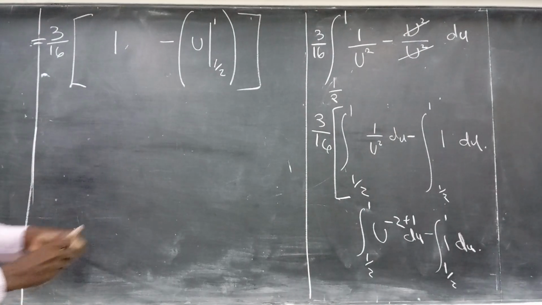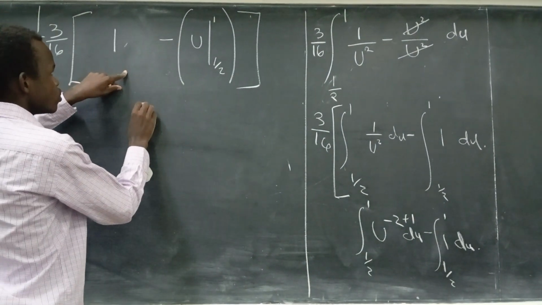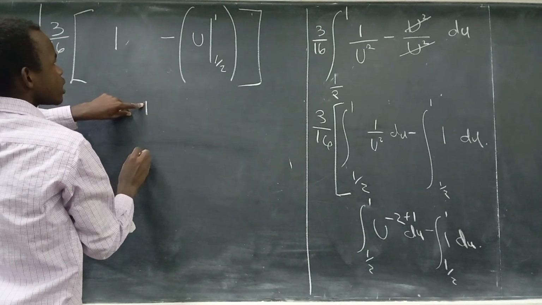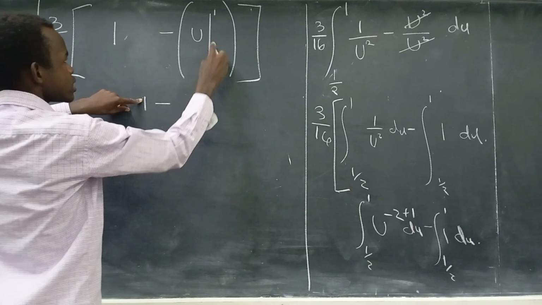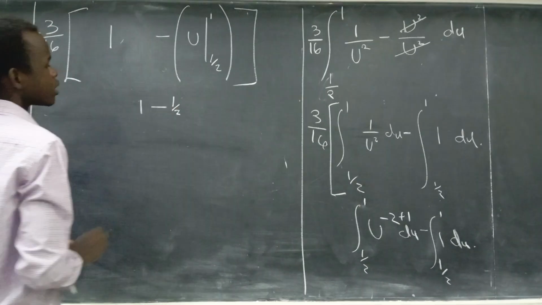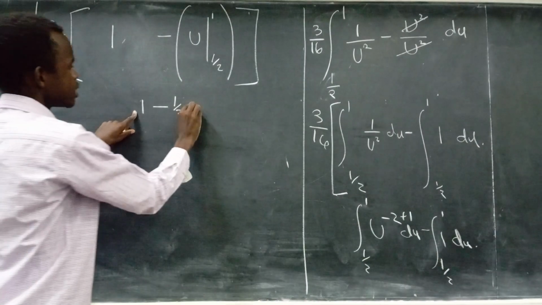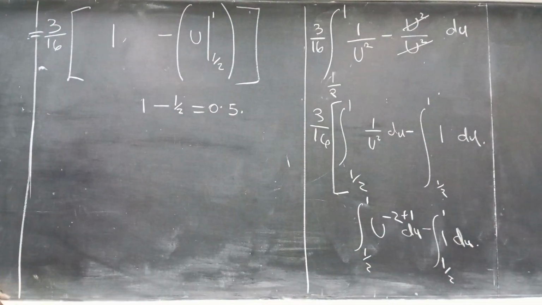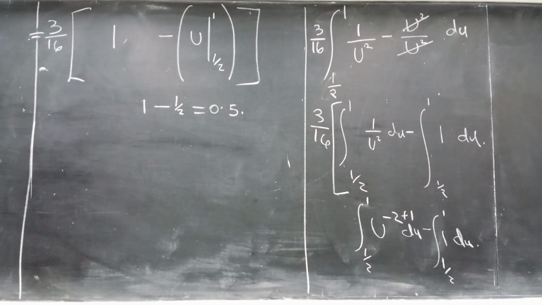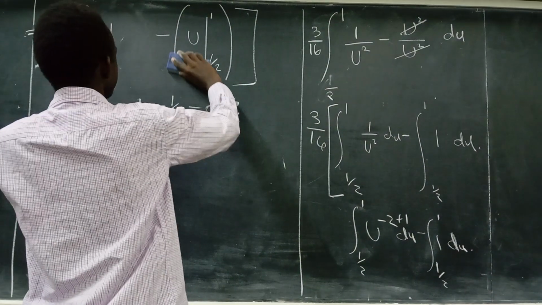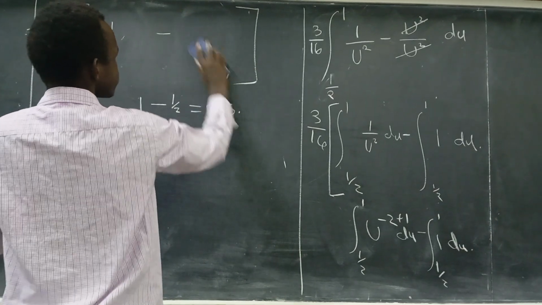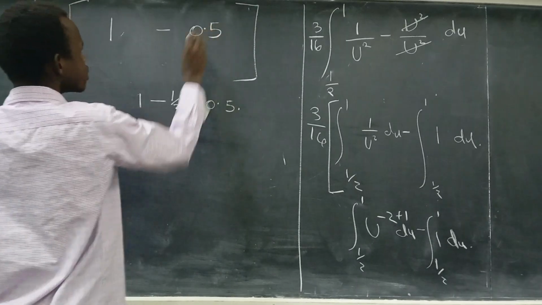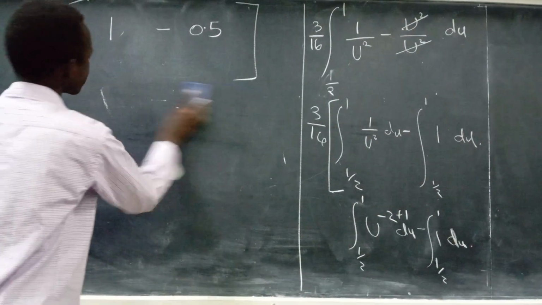And again, let's evaluate this part. So this part is the same as u. So I'll be replacing my 1 there. So it will be 1 minus a half. Okay? 1 minus a half is just the same as 0.5. So all these parts I'll get as my 0.5. Okay? So it's simple that way.